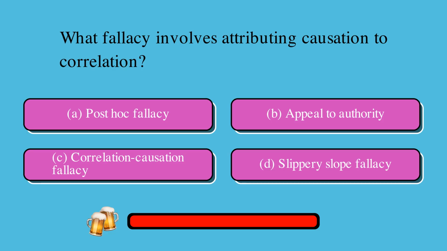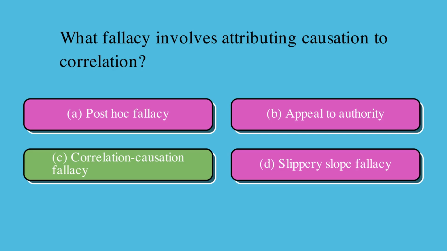What fallacy involves attributing causation to correlation? Is it A, post hoc fallacy, B, appeal to authority, C, correlation causation fallacy, or D, slippery slope fallacy? The correct answer is C, correlation causation fallacy.